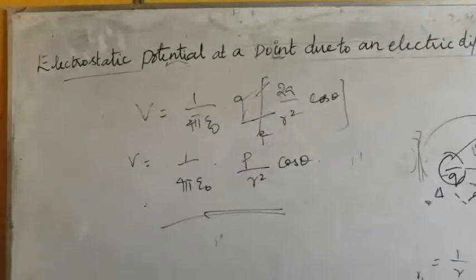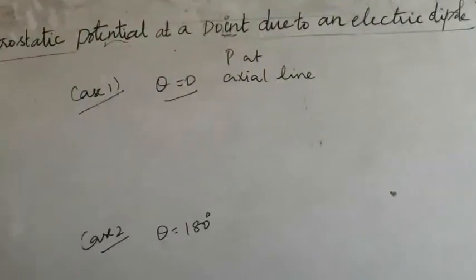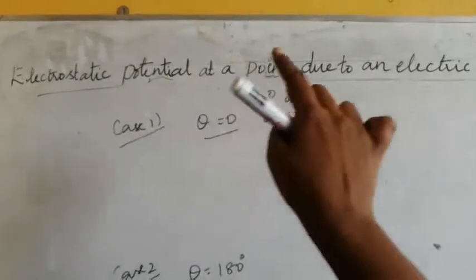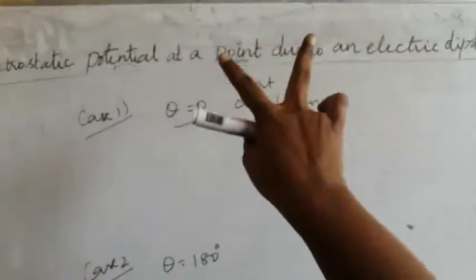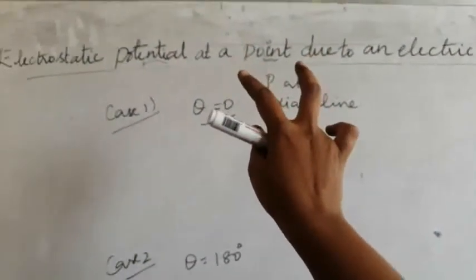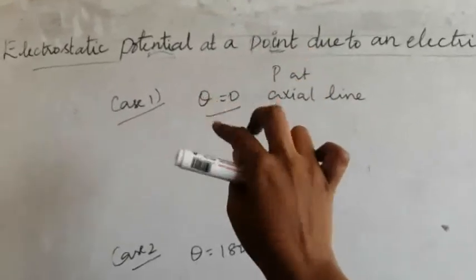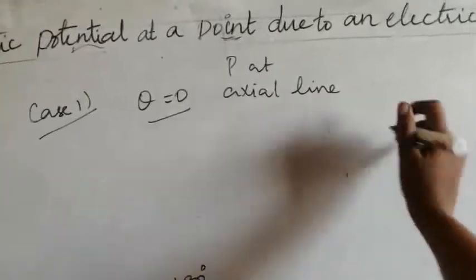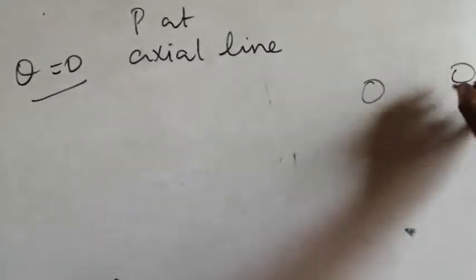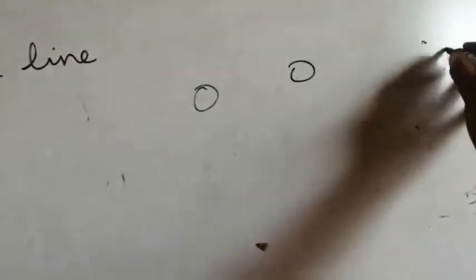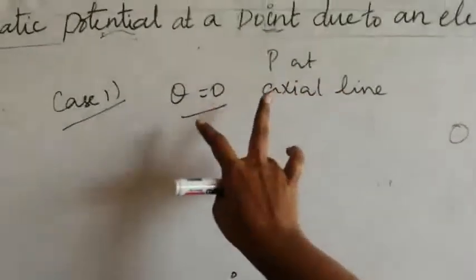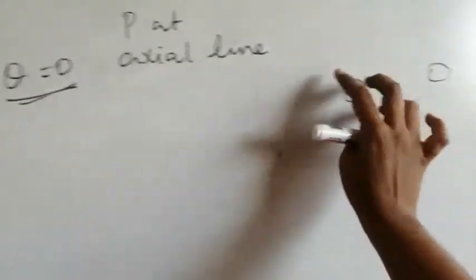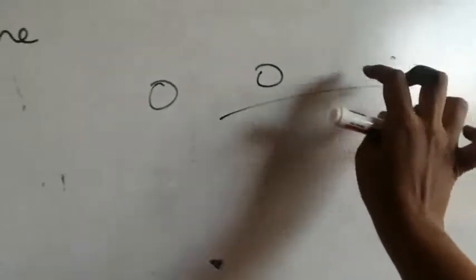This is my electric potential value due to an electric dipole. Thank you. I hope you have understood. I have three different cases for the potential at a point due to an electric dipole. With the position of this point, I have three different cases. If I take this point on the axial line, if I have a dipole here and I take the point P on the same axial line, then what is the potential value here? If it is on the axial line, then the theta value would be 0.